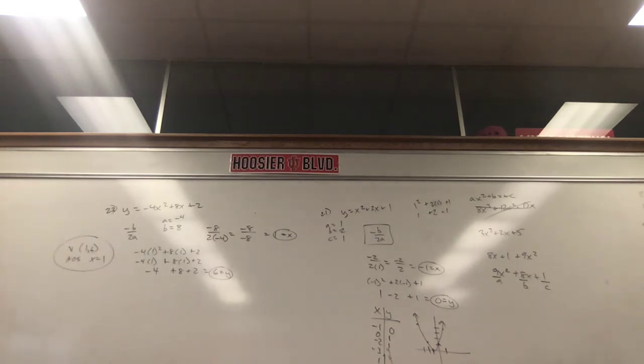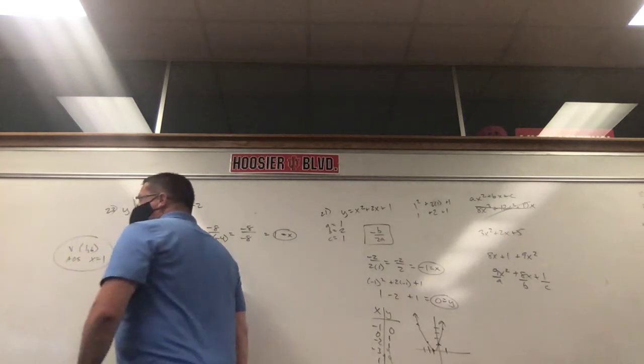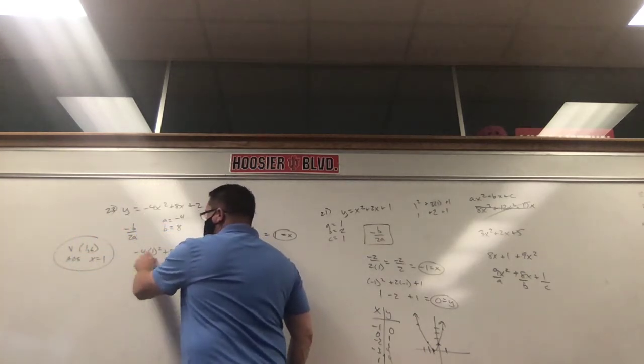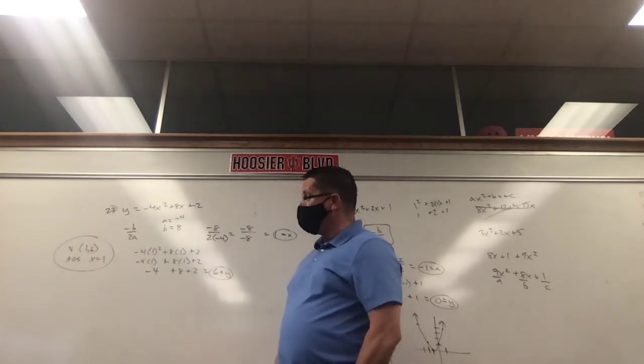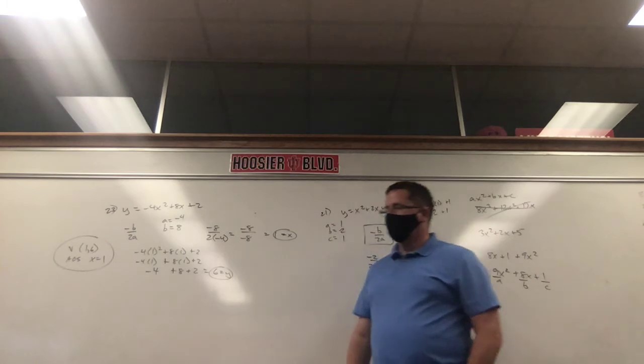Okay. Wait, for when you're solving the equation, negative 4 times 1 is negative 4. Oh, slow down. Time out. You're right. But you do powers before you do multiplying. You're right if that's the order you do them in. But make sure you do the powers first.